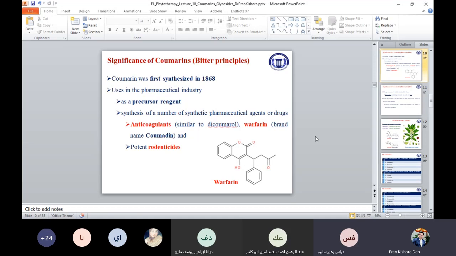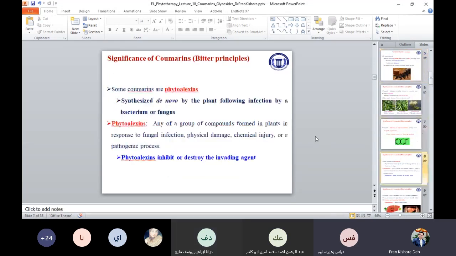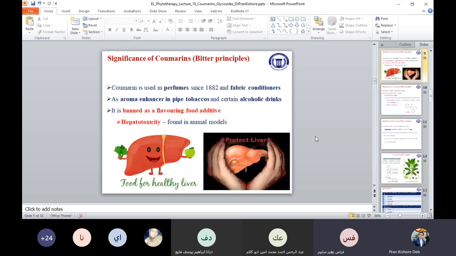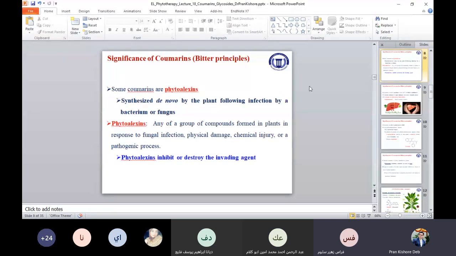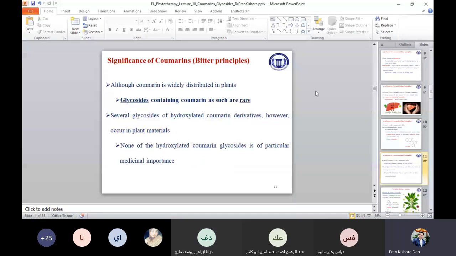So is there any other point we missed so far? First we know chemically what they are, then they have sweet odor, bitter taste, they are phytoalexin because of the bitter taste, they suppress the appetite, they are used in perfume, alcohol drinks, pipe tobaccos, and also in fabric conditioner. You see the four uses. And also as precursor for the synthesis of different pharmaceutical drugs like anticoagulants, rodenticides, but they cannot be used as a flavoring agent or flavoring food additives because they show hepatotoxicity. So these are the key points we have studied so far.